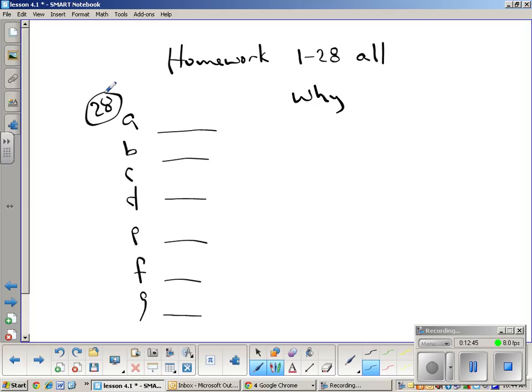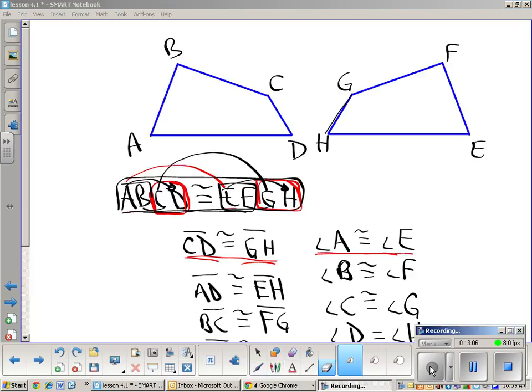So anyway, they're going to have some statements. I just want you to try these. I don't expect perfection out of it by any means, but I want you to try them, and then either at the end of class or first thing tomorrow, we'll look at it together and go through it. Okay? So there's your assignment, 1 through 28 all, and write the whys for all of these at number 28.